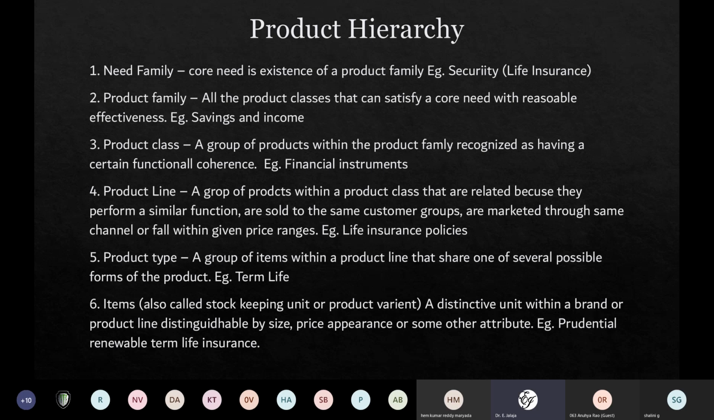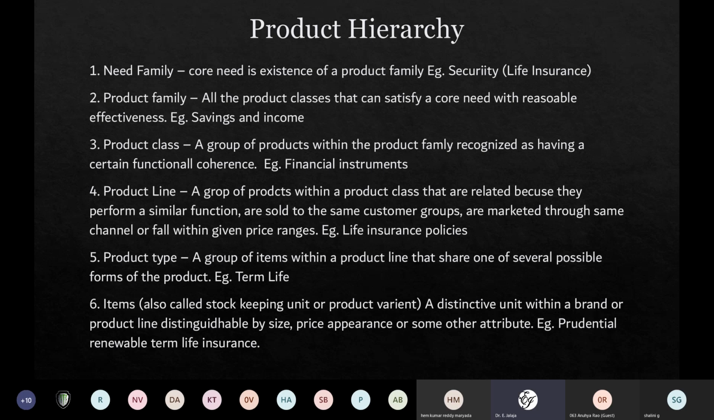That is need family. Second, product family. So security is that, but how you wanted to provide that security? That is what the product is. Which product will satisfy? So all the product classes that can satisfy a core need with reasonable effectiveness, savings and income. Whether it is, how you want to provide security, savings and income. So you have life insurance policies, different types of policies.